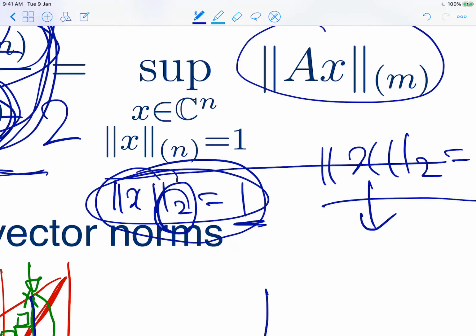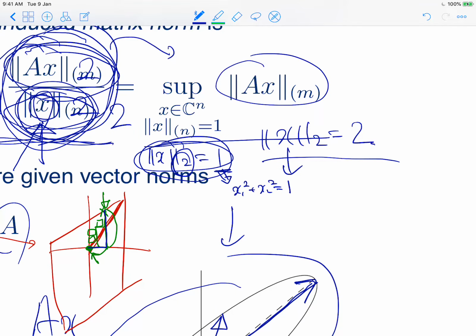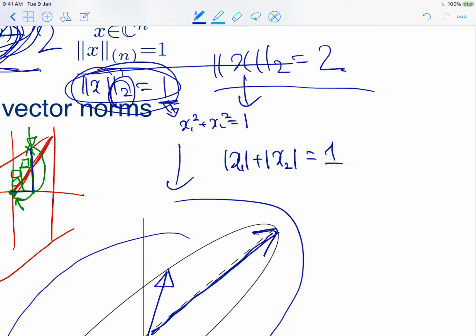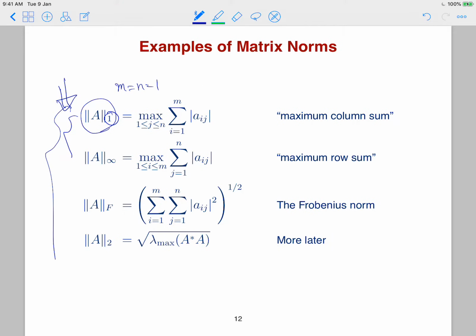In this case, we know that this constraint can be written in this form: x1 squared plus x2 squared is equal to 1, right? But in the case of an L1 norm, we know that the constraint is represented as this, right? So we are kind of distributing the total sum of 1 into two vector elements, right? Okay. So let's first understand this as an example.